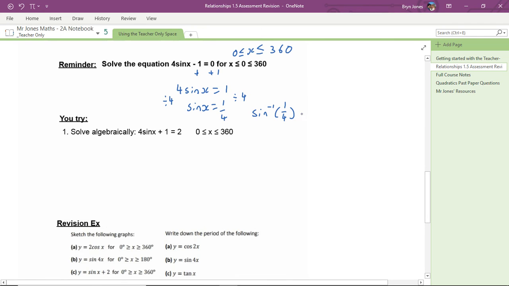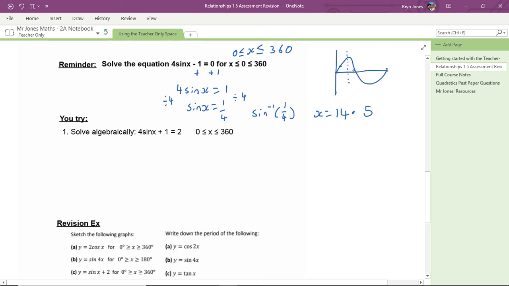And what that's going to do is it's going to tell me that x is equal to, and again, I'm just going to shift sine a quarter. Okay, it's not specified the number of decimal places, so we'll just do it to 3 significant figures, which is going to be 14.5. So that's one of our answers. And again, if we just think about the sine graph, okay, so x is 14.5, is going to be around here. So where else is x about 14.5?